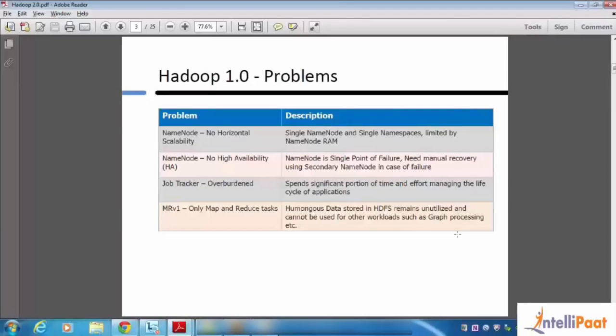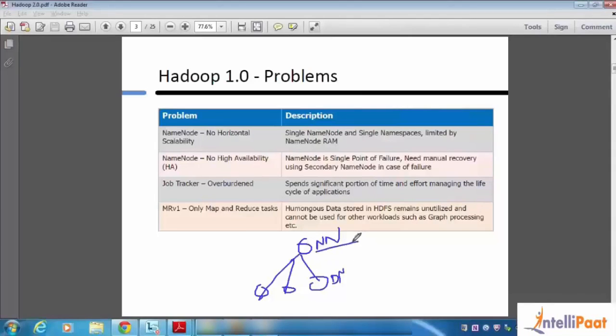So what were the problems in Hadoop 1.0? If you see here, the first problem was that the name node had no horizontal scalability, right? Since you know about Hadoop 1.0, there was a master-slave architecture where the master process is called the name node, and the slave processes are called data nodes, right? If you see like this, these are called data nodes.